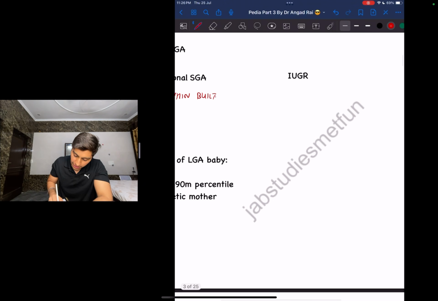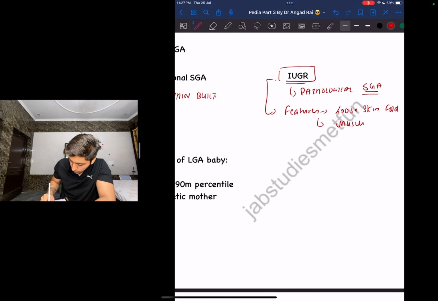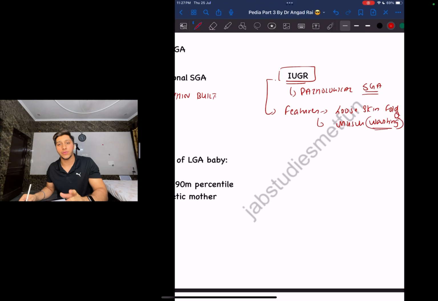So that will be a normal one, which is small for gestational age, which we call constitutional. Now guys, IUGR, we have learned this in OB-GYN, is intrauterine growth restriction. Now intrauterine growth restriction is a pathological SGA, small for gestational age. Okay, what are the features, they will ask you. The features would be, you will see loose skin folds on the baby, and you will see signs of muscle wasting. Or wasting can be there, they'll just mention wasting over there. Okay, loose skin folds or wasting. So this is the pathological one, that is IUGR. But this much you have to know in small for gestational age.